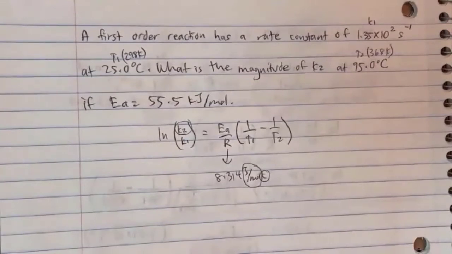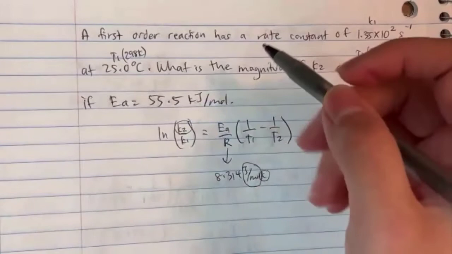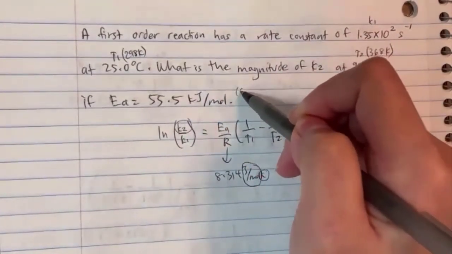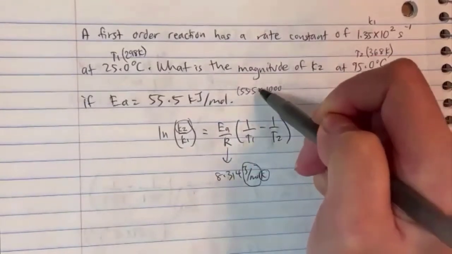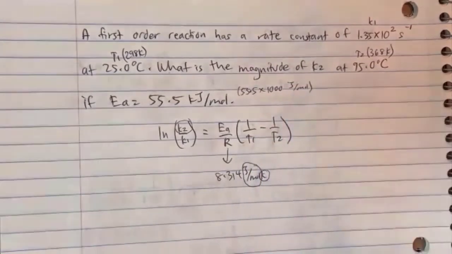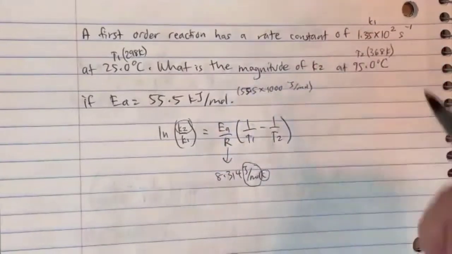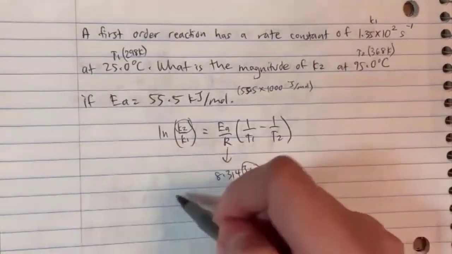And this one here is in kilojoules per mole, so I just have to multiply by 1,000. So EA is 55.5 times 1,000, and that's in joules per mole. It's not that much conversion really, but you have to remember to do that. Okay, so let's go ahead and put it in.